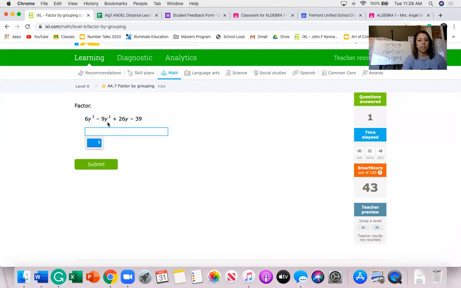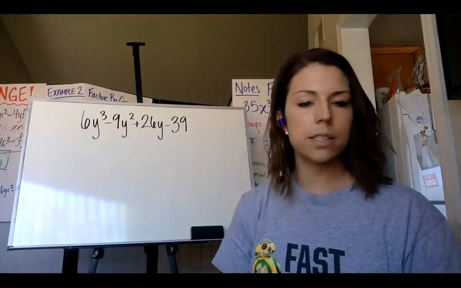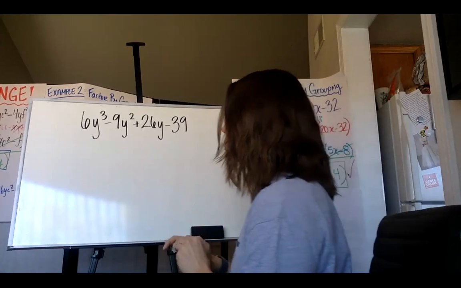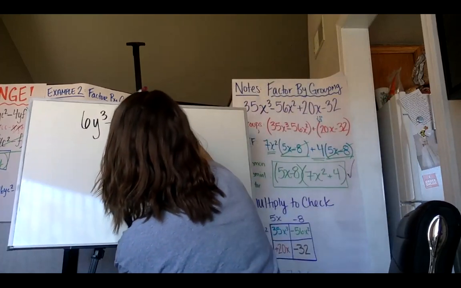All right, let's take a look at this one. So we have 6y cubed minus 9y squared plus 26y minus 39. This was a little bit tough, so I'm going to go ahead and give you a chance to try this one as I write it down. All right, in this one, similar to the last one, it's already addition, so I can just put in my group.